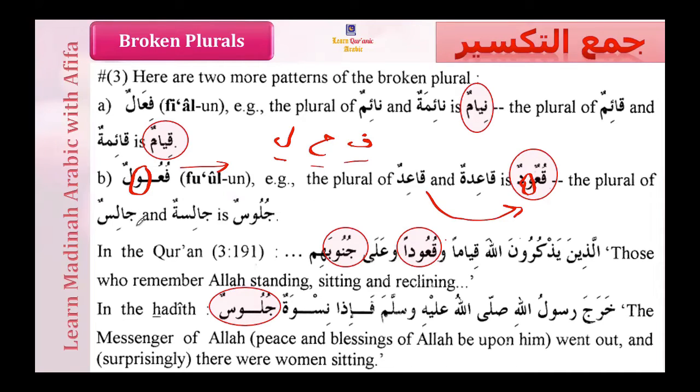Similarly, jalisun means sitting. The root letters are jim, lam, and sin. How do you make the plural? You put the dhamma on the first two letters, and then here is the waw that is added. Julusun. The best way to remember these patterns is to sound it out. See? Julusun, you hear this waw and the dhammas. Julusun, fu'ulun. I hope you can hear that, like in this Quranic verse.